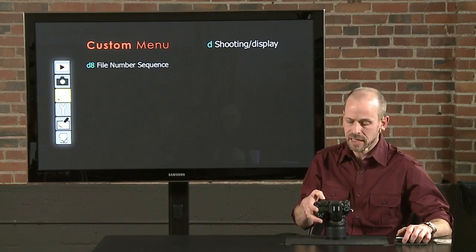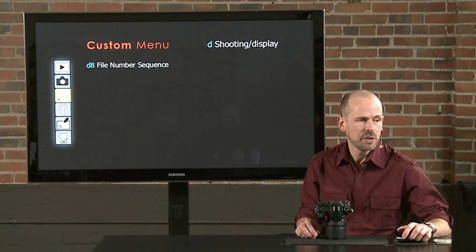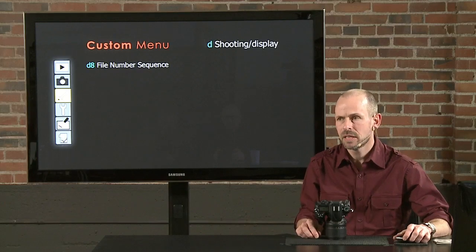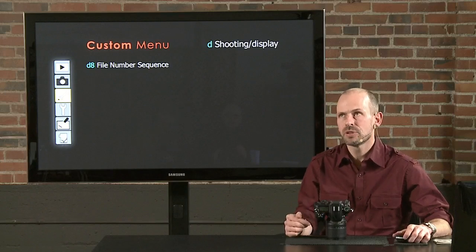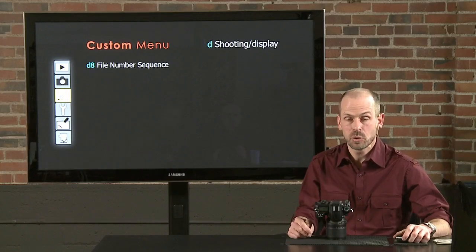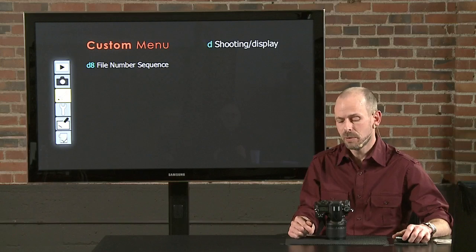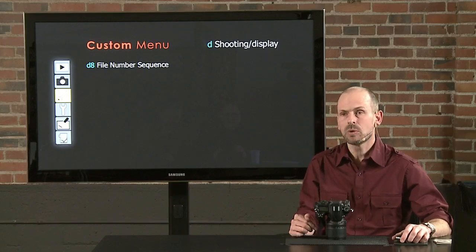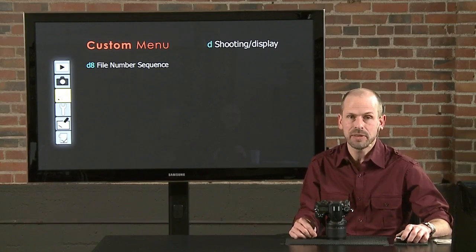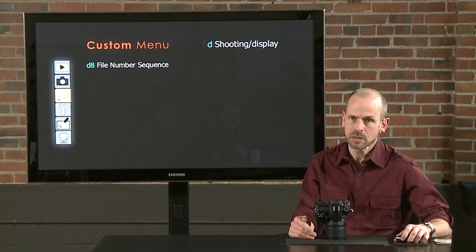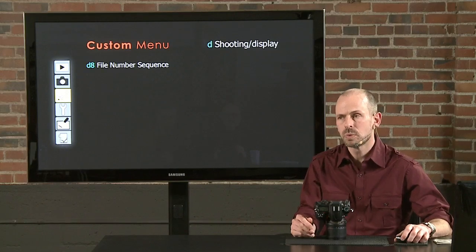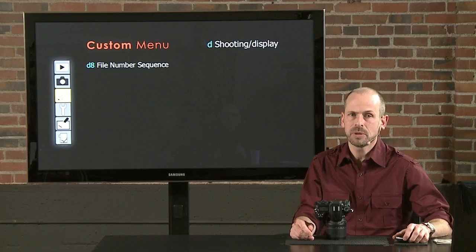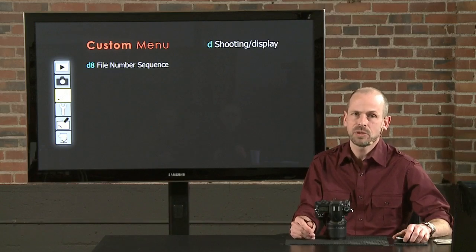Moving on to D8, file number sequence. On this one, I would make sure that it says on. It is a continuous cycling system that will continually add numbers up. It starts at 0001 and goes up to 10,000. But as a warning, it will go back down to 0001 after you've hit 10,000. So the camera will go through 10,000 pictures and then start renumbering them. And this is why I think it's good practice in software, Lightroom, Photoshop, etc., to rename your files once you get them in your computer so that you don't end up with files with the same number on them.